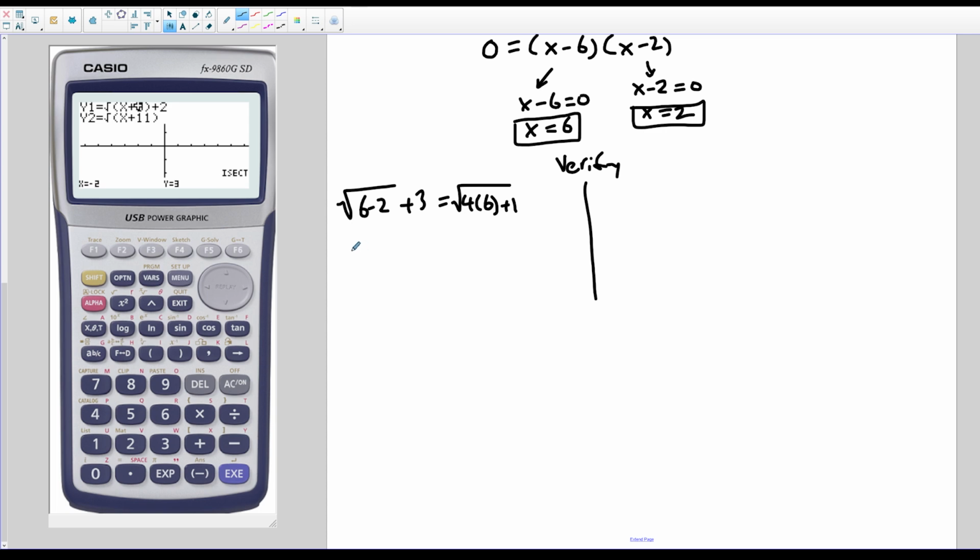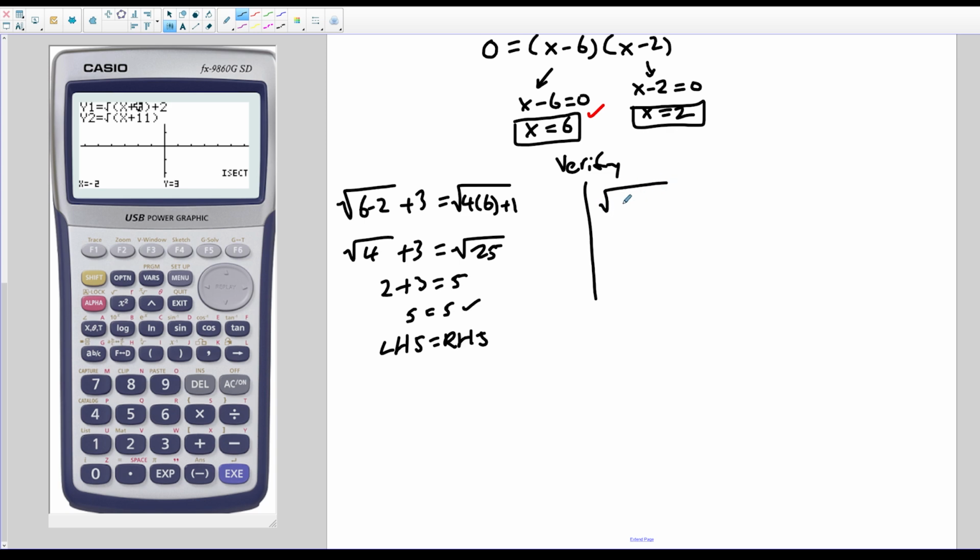So this means that I have the square root of 4 plus 3 has to equal the square root of 25. So that gives me 2 plus 3 is equal to 5. So I get 5 is equal to 5. The left-hand side is equal to the right-hand side. So we are good to go with this one. That's perfectly fine.